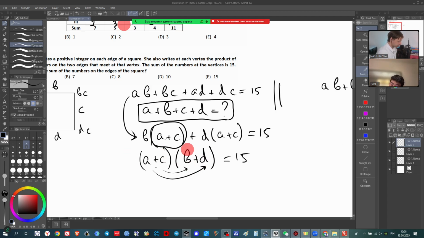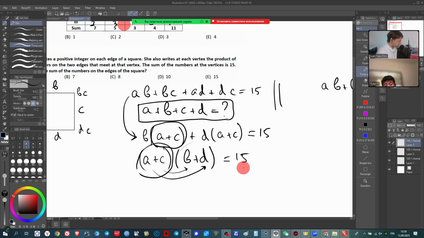Do you understand what we did here? It's nothing complicated. Now you have this expression in a very simple form. A, C, B, D are all positive integers. For example, A is 1, C is 2, B is 3, D is 4. And you have this positive integer times this number equals 15.